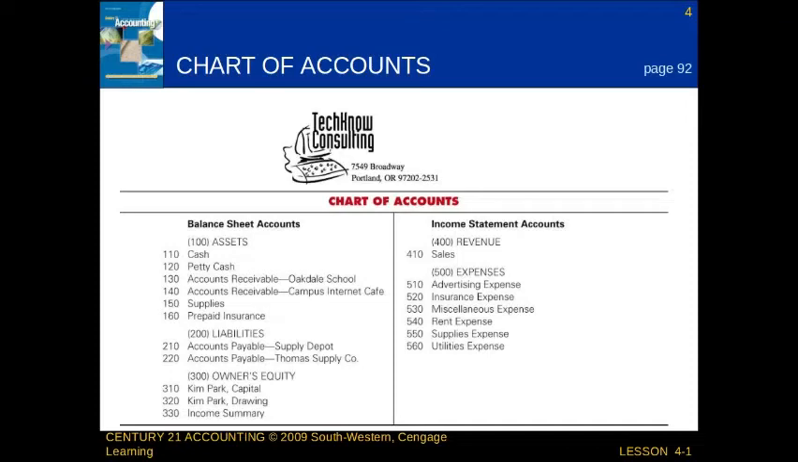So those are our balance sheet accounts. Now we'll be moving on to our income statement accounts, and we're going to start with revenue. So all revenue accounts will begin with the number 4. So sales has the account number 410.